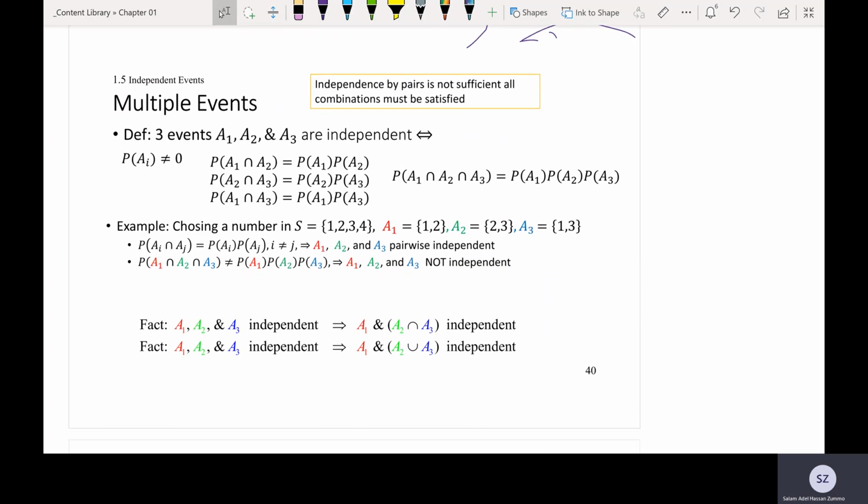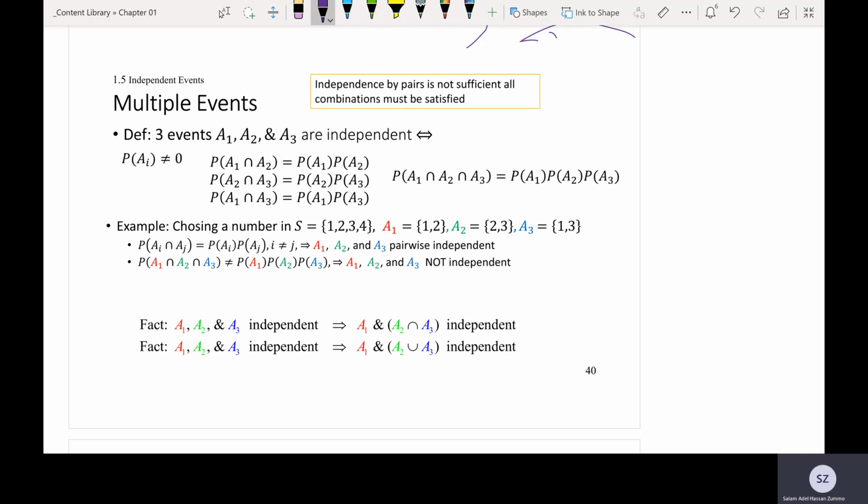Now, what if we have multiple events, not only two events? So I discussed two events, A and B, being independent. We said that in order for A and B to be independent, the probability of A intersect B should be equal to the probability of A multiplied by the probability of B. This is for two independent events.